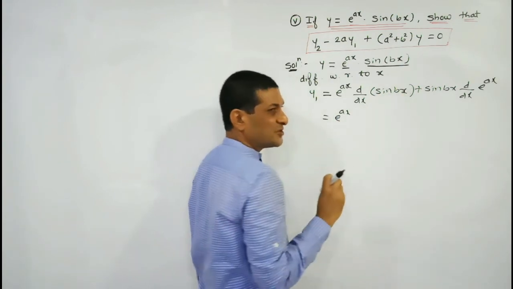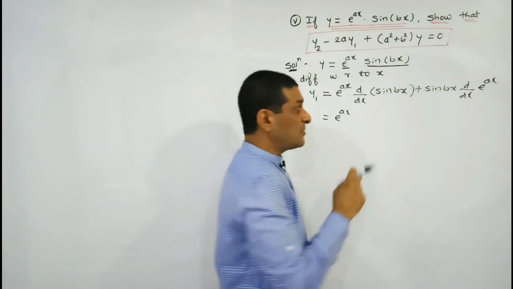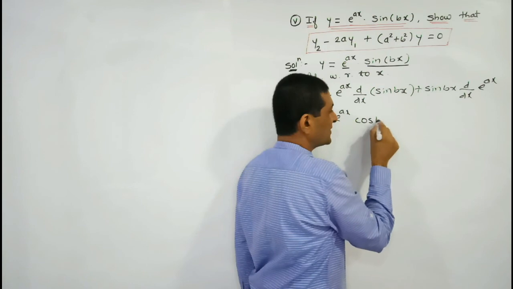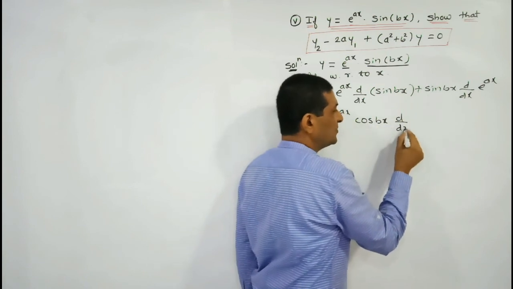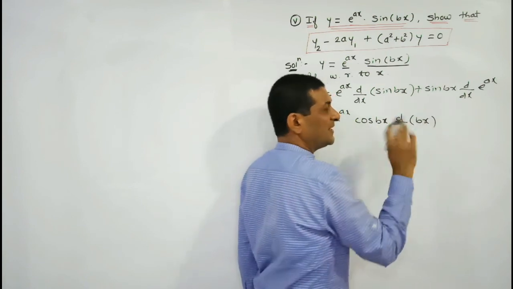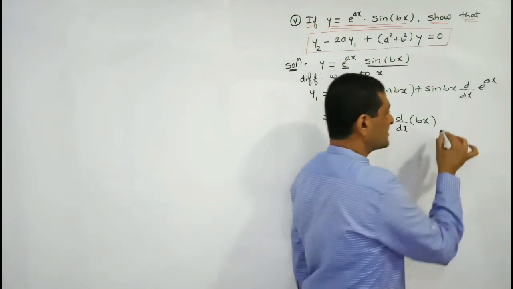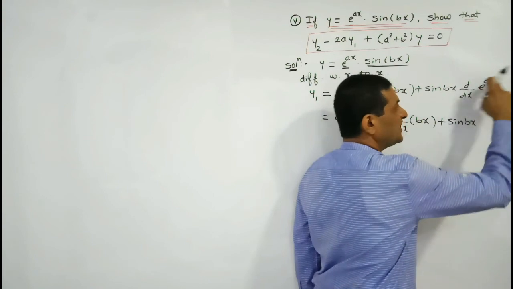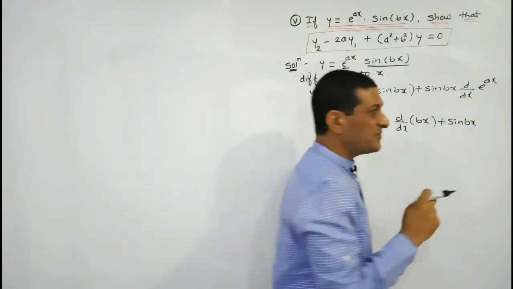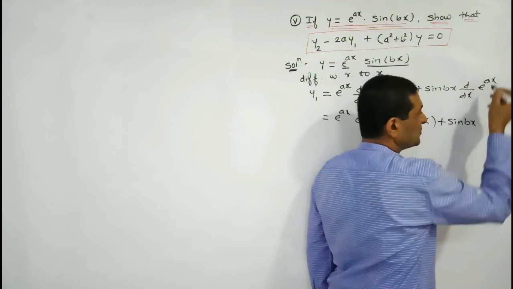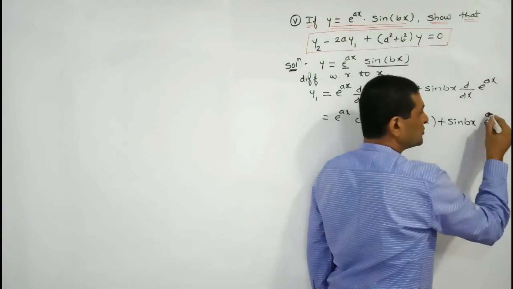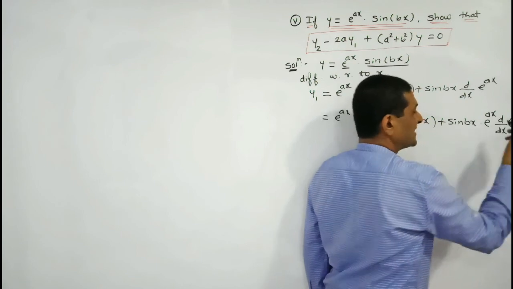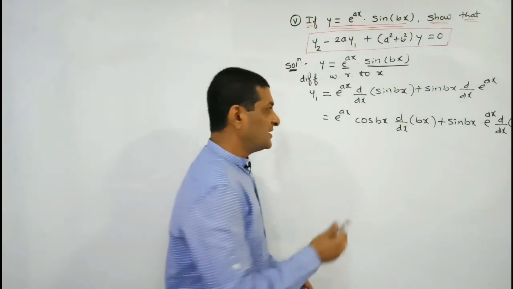Now we are finding the differentiation of sin bx. It is in the form of sin f of x, so its derivative is cos f of x, meaning cos bx into the derivative of bx. Now on this side, sin bx, keep it as it is. Now we are finding the differentiation of e raised to power ax. It is in the form of e raised to power f of x, so its derivative is e raised to power f of x into the derivative of f of x. What is f of x here? It is ax. Now let us simplify it.